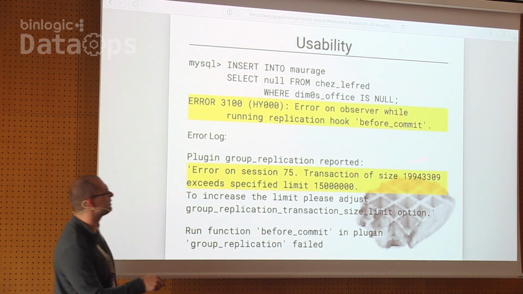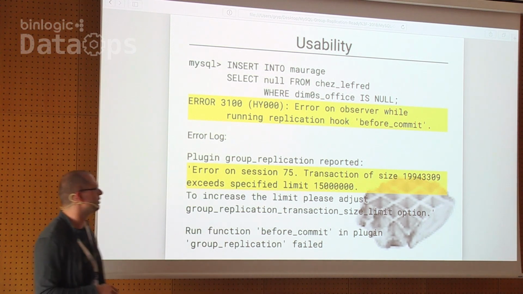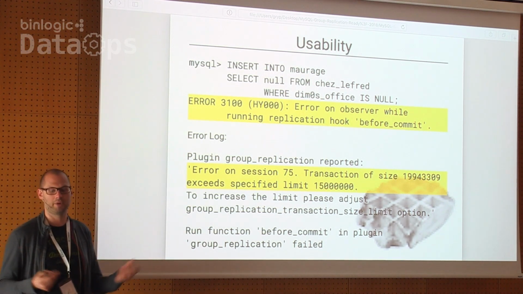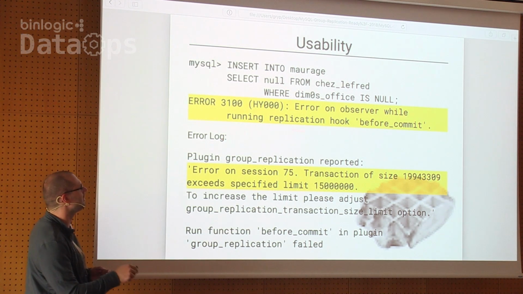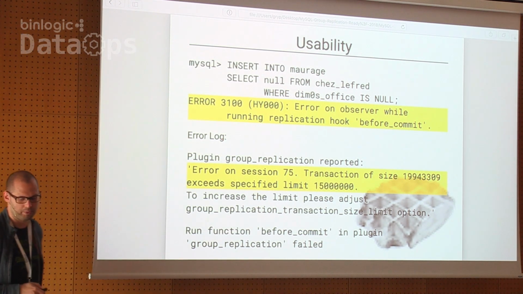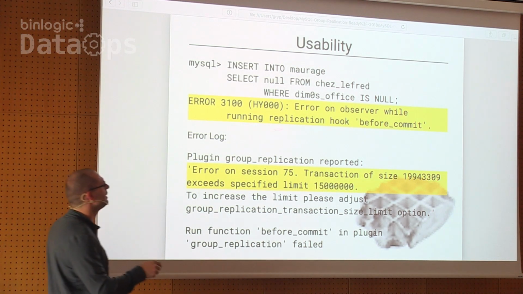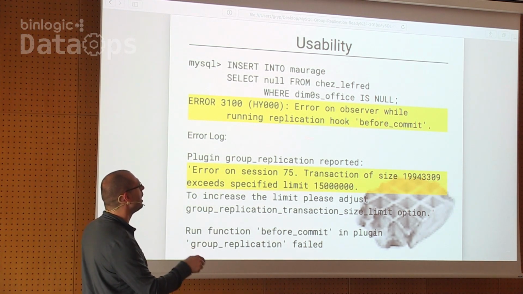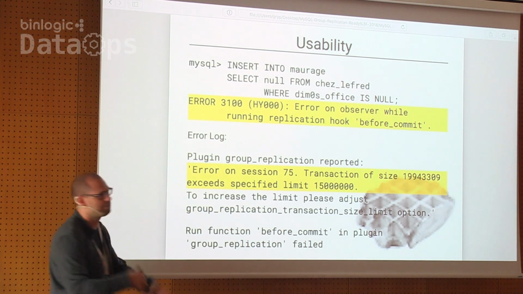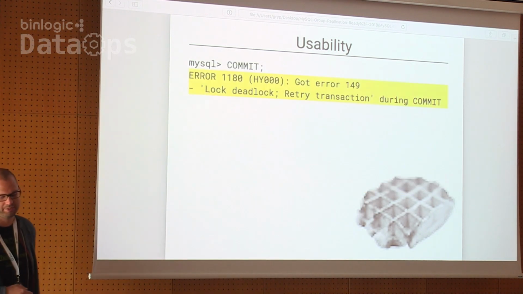So what happened here is the transaction was larger than 143 megabytes. So keep that in mind, that the messages you get here are not fully understandable. So what happens here is group replication is a plugin of MySQL, and you can see that there's a replication hook that plugin has in the before commit, and that failed. But the details are unspecified.